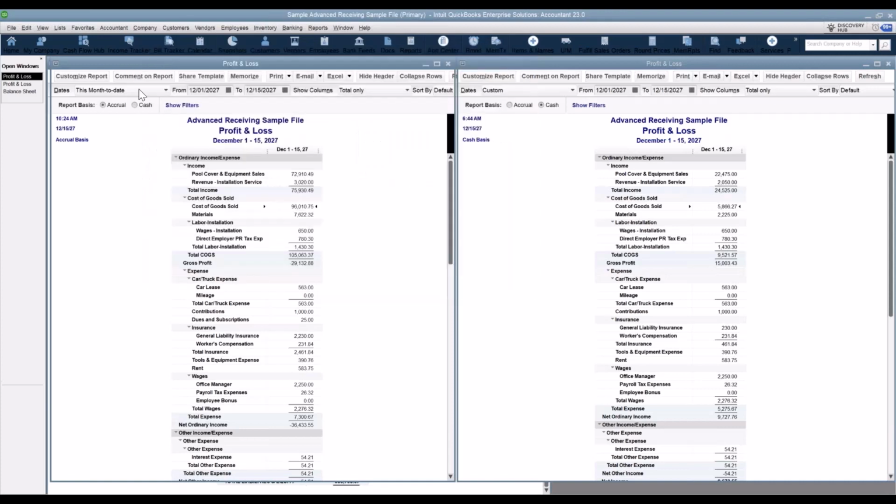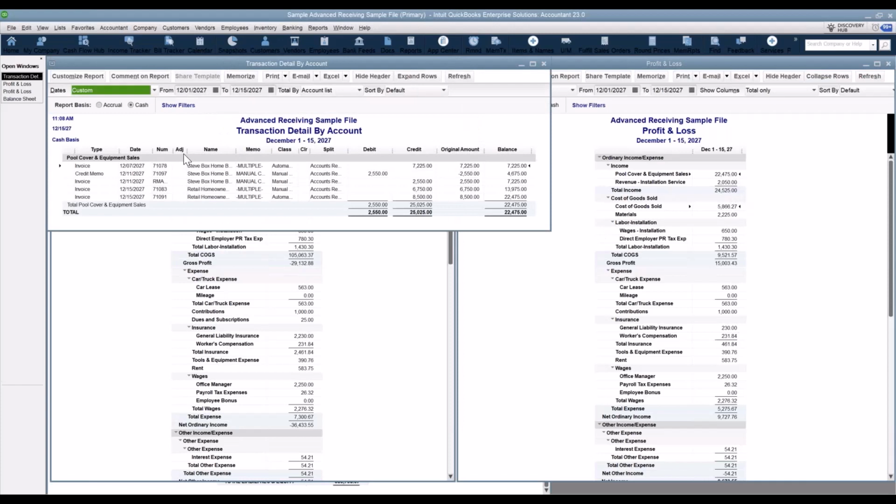So what I have here is my accrual report. And again, I just did this for where it defaulted. But I did the exact same report and I changed it to cash, okay? So if you look here, my income total is $75,930 for this time frame. But over here, it's $24,525. Another big difference, right? So if I drill into this amount, the $22,475, I see it's made up of these 4 invoices and a credit memo.